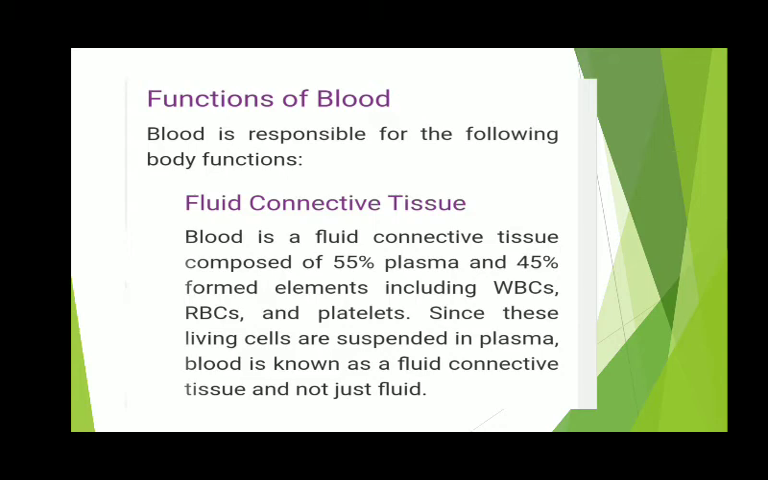As I mentioned, blood is a fluid connective tissue. It is composed of 55% plasma and 45% formed elements including WBCs, RBCs and platelets. Since these living cells are suspended in plasma, blood is known as fluid connective tissue.